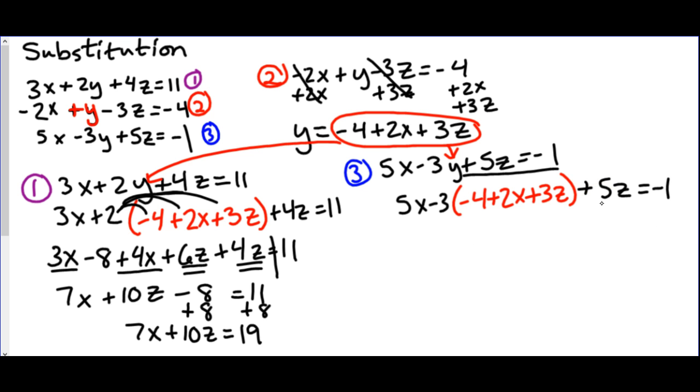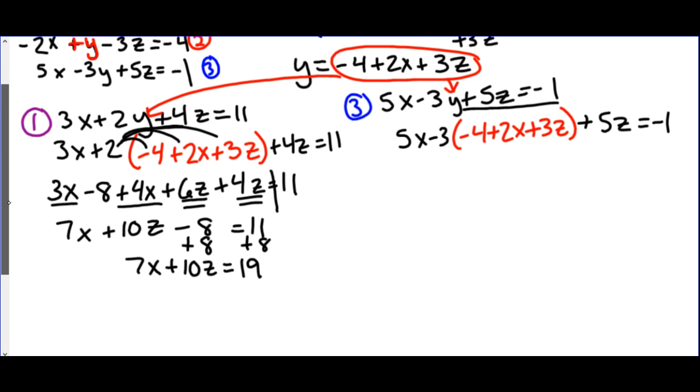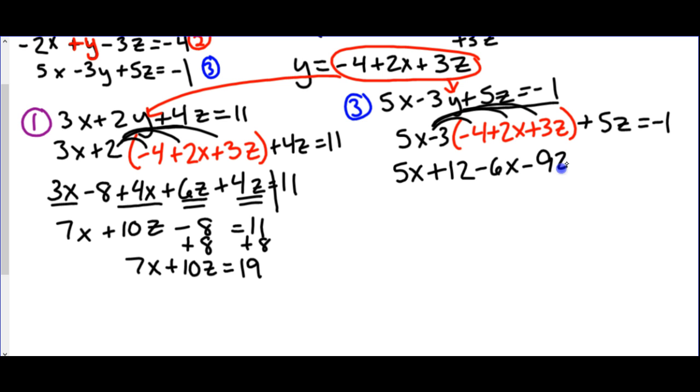Now we go to our third equation. There are a lot of equations going on, so it's easy to lose track of them, which is why I labeled them. So equation 3, we want to do the same process and simplify. So we have 5x, negative 3 times negative 4 is positive 12. Negative 3 times 2x is negative 6x. Negative 3 times 3z is negative 9z.